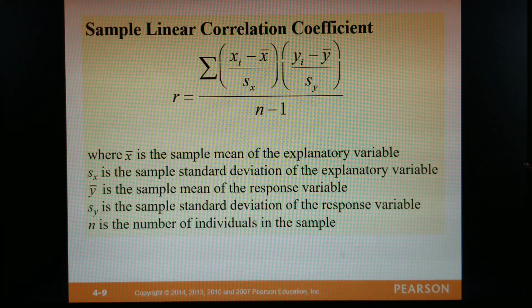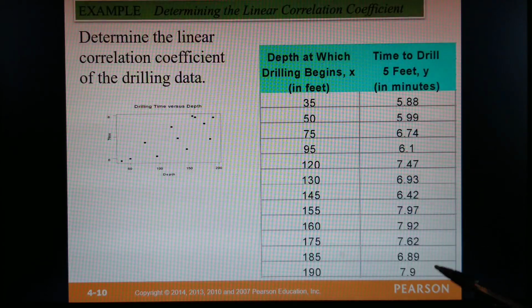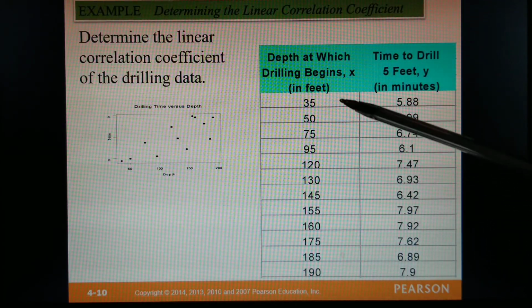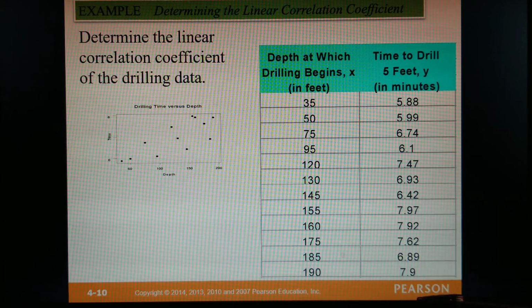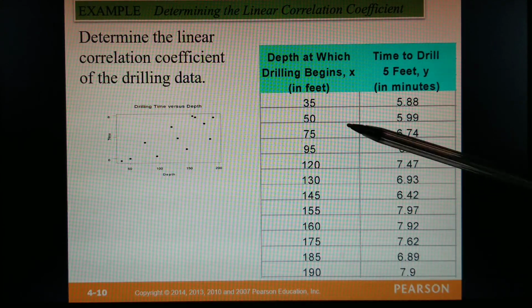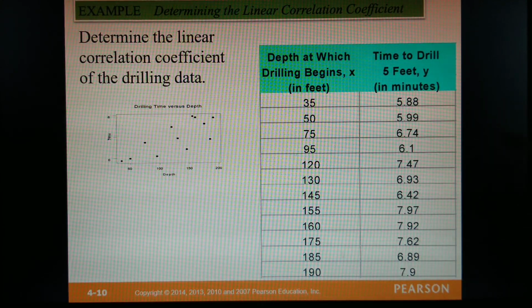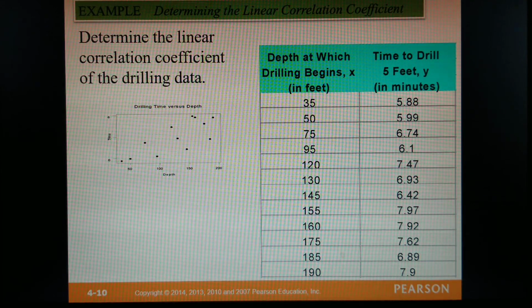All right, this is the formula that you would use to calculate R, but we will be using our calculator to do this for us. So hopefully you already have these data values in L1 and L2. If you do not, please pause the video and put them in. Put all the X's in L1 and the Y's in L2. All right, so welcome back from doing that. Now determine the linear correlation coefficient of the drilling data.